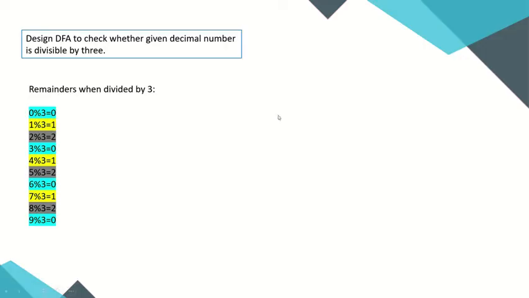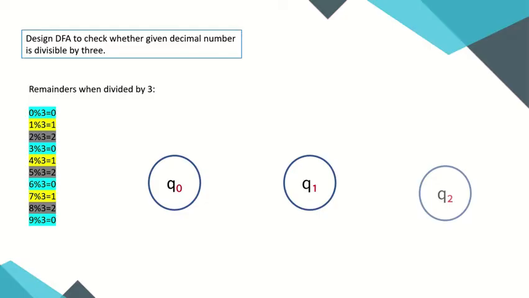So let us check here. 0, 3, 6 and 9 produce the remainder 0 when divided by 3. So these are the numbers which are divisible by 3. 1, 4 and 7 give us the remainder 1 when divided by 3, and 2, 5 and 8 give us the remainder 2. So here we are getting 3 possible remainders. So let us first draw 3 possible states, Q0, Q1 and Q2.